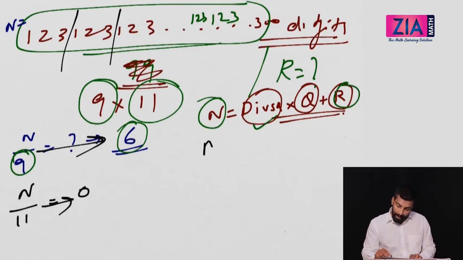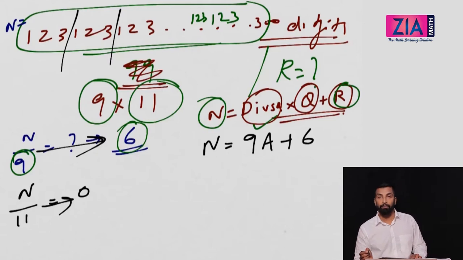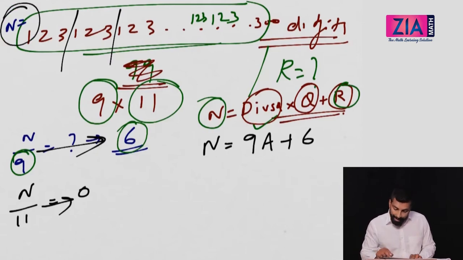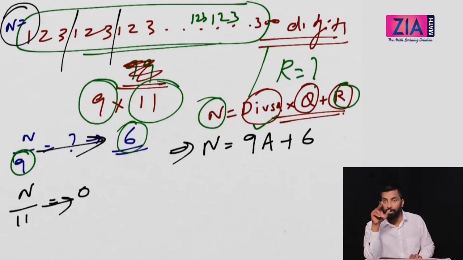I will write it as n. The number is equal to the divisor, 9, times a quotient. Let's write the quotient as a: 9a plus 6. I know the remainder is 6. So this given number I can write like this. When you divide by 9, you get a quotient, but the remainder is 6. The quotient is not important for me.